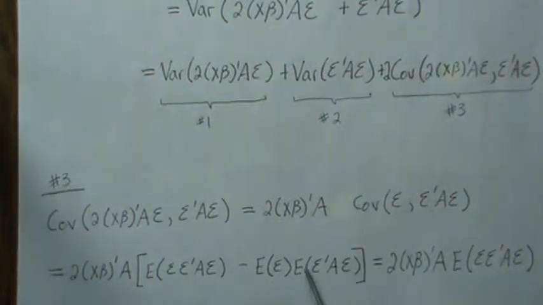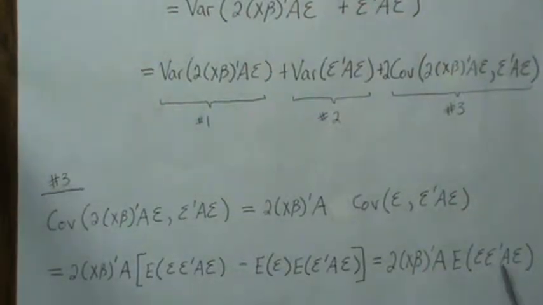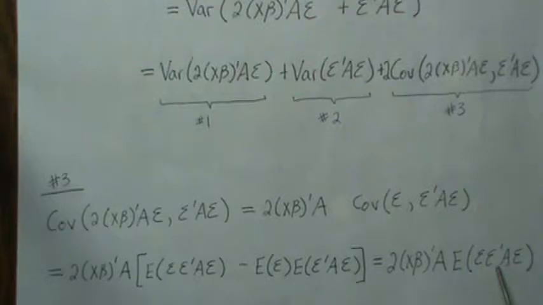Okay. Well, this piece right here is 0. So this goes away and we're left with just this piece. And that's what this says. So now we're going to look at this piece here. Okay, this is a quadratic form.